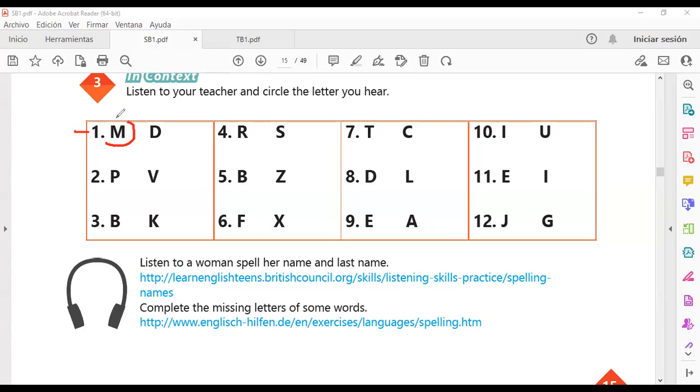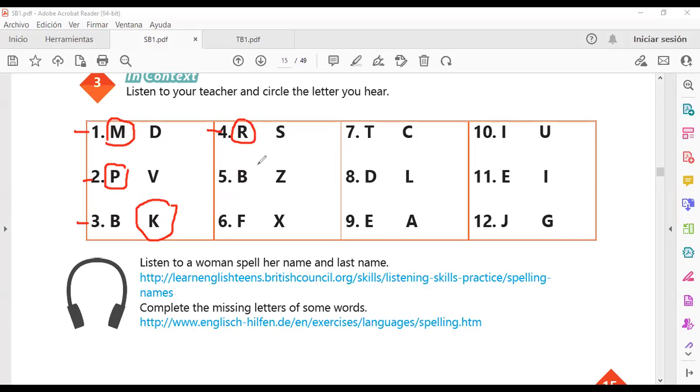M. The second one. P. You hear P. The third one. B. The third one you hear B. Are you sure you hear D in the number three? K. I said K, right? Number four? R.